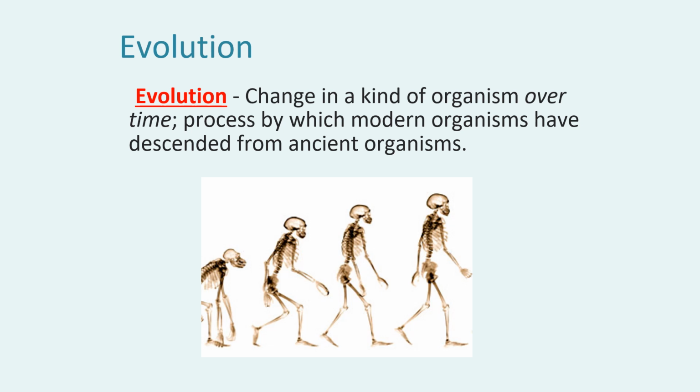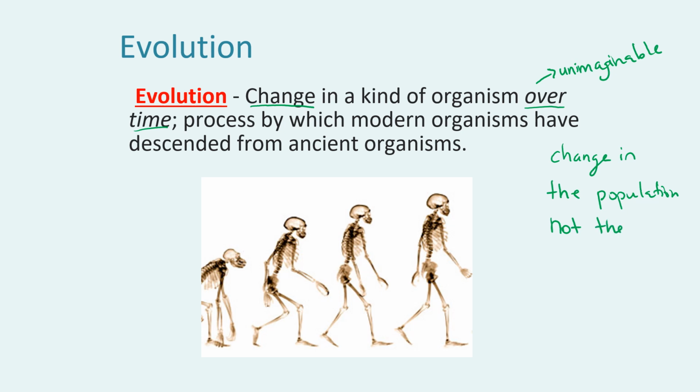So, we have the idea of evolution, but what is it? As mentioned in class, make sure that you know it's a change in the phenotype over time. And this is, again, an unimaginable amount of time. And then the third one is it can only be a change in the population, not the individual. So that's 3. We have 1, 2, and 3.